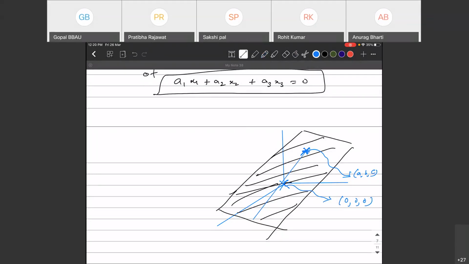passing through this and this, so this came out a bit wrong. How will we draw it? Okay, this is the line passing through (0, 0, 0) and (a, b, c). So let's see. Can anyone tell me what will be the equation of the line passing through (a, b, c) and (0, 0, 0)?